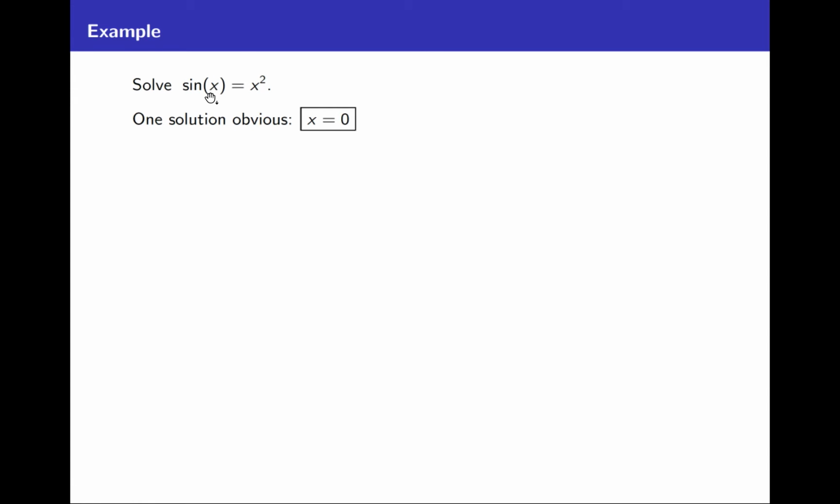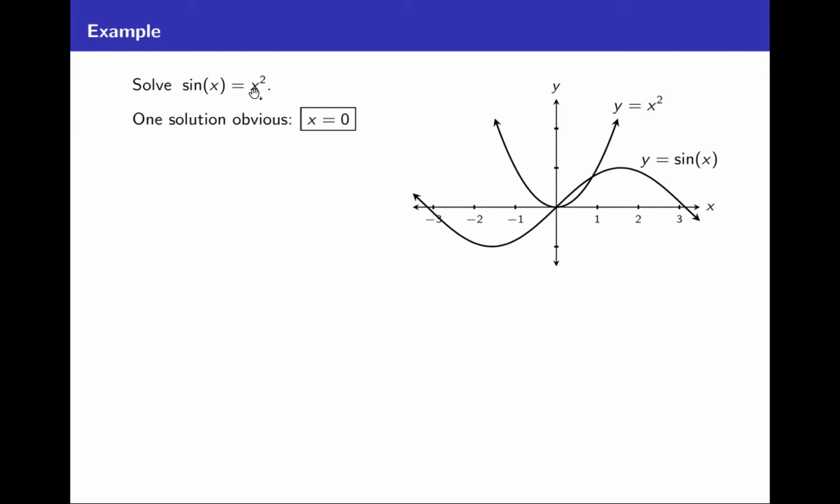But you might wonder, are there other solutions? Think about the graph of x squared, shown here, and the graph of sine of x, shown here. You can see that these two graphs intersect at 2 points. There are 2 x values here, and also it looks like one here, where sine of x equals x squared. And the one that's right here, that's x equals 0, where the graphs cross. That was our obvious solution.